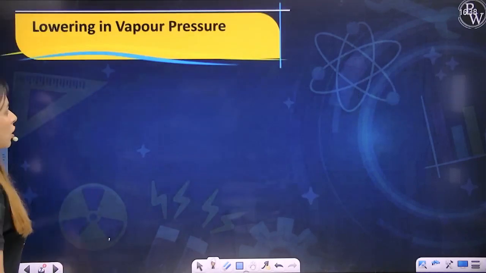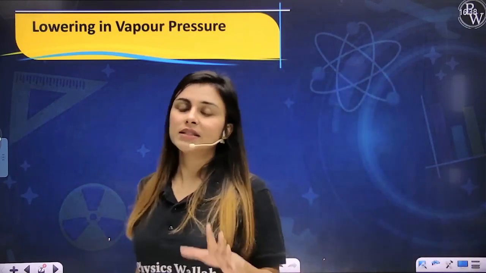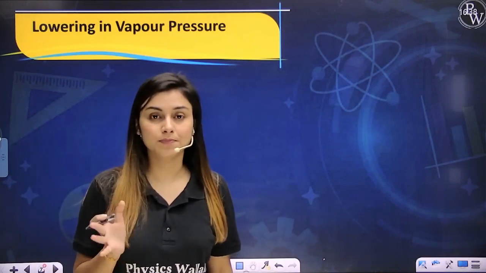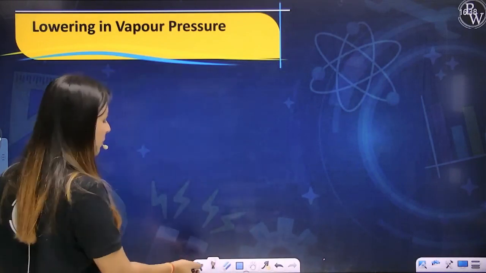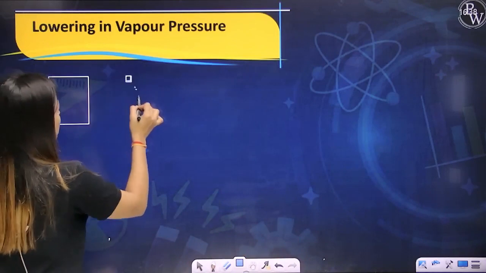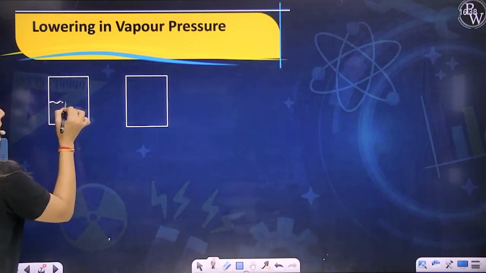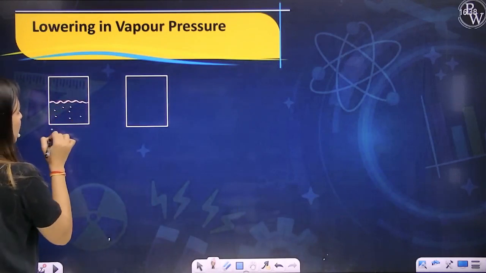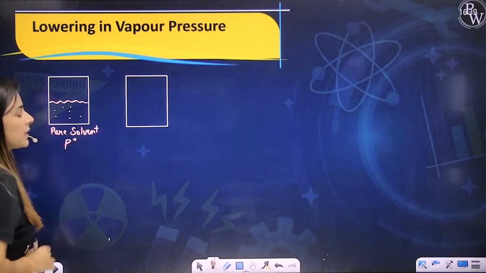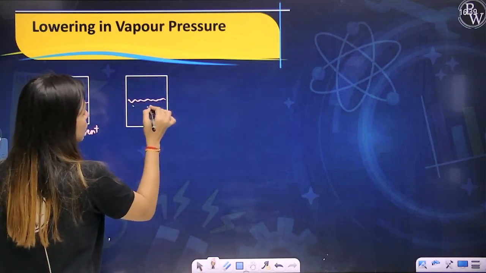Okay, now let's talk about lowering of vapor pressure. What is lowering of vapor pressure? See, my dear students, we have discussed this lots of times, so you need not be frightened by it. You have to consider two containers. In the first container, let us say you have pure solvent, and let us say that the vapor pressure of this pure solvent is P0.